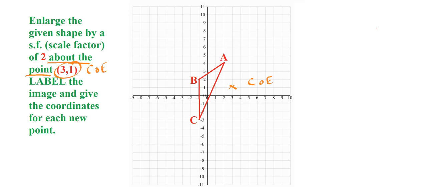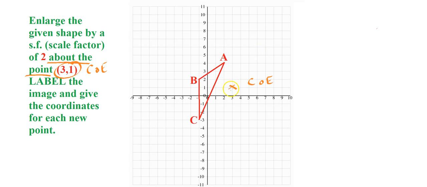Okay, so now we go through the process of enlarging this shape, and we do that point by point. We always start at the center of enlargement, and I find out how to get to each point, and then I just repeat the appropriate number of times. So this is how it plays out.